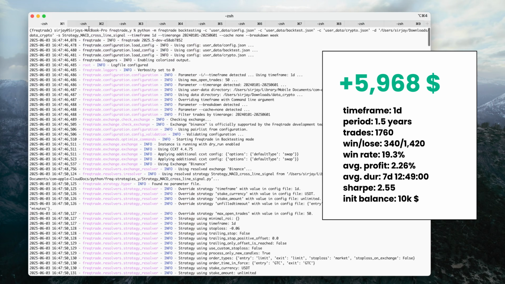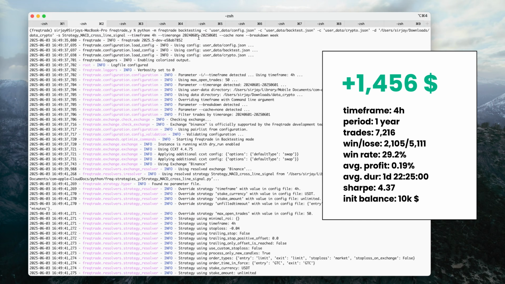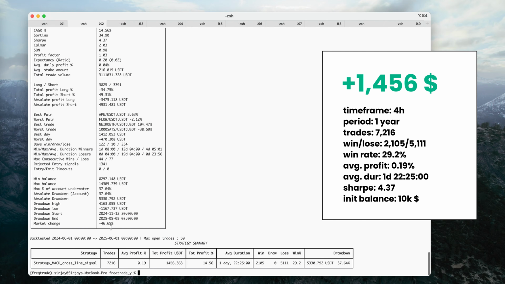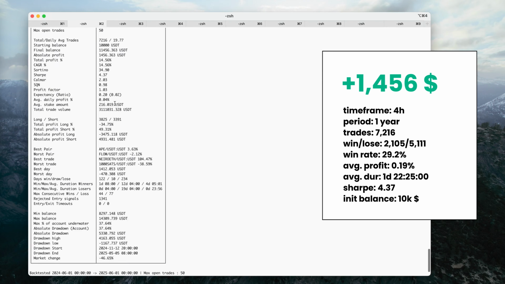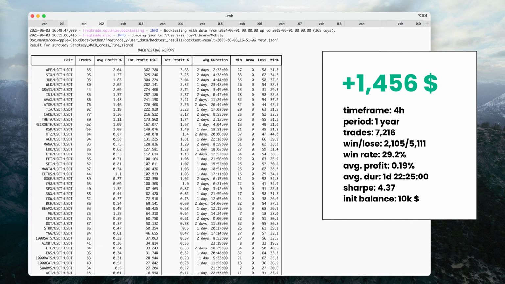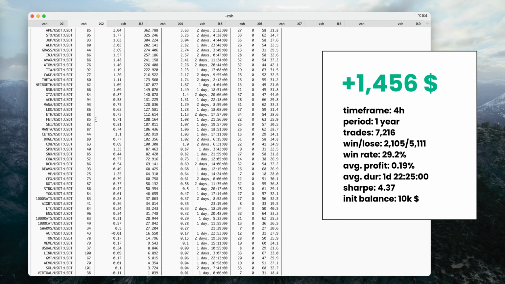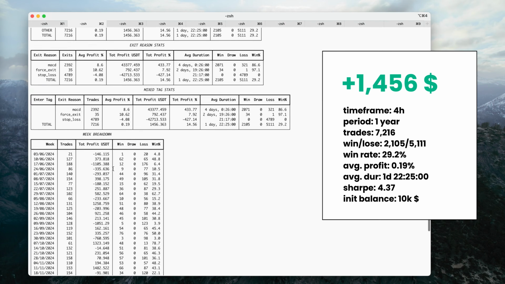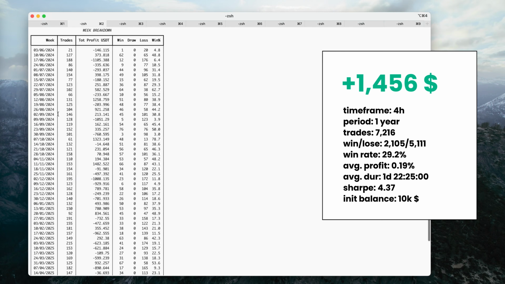Well, let's move forward. The next time frame is 4 hours for the last 1.5 years. With 4 hours we got 1,400 profit. This is total trades, everything the same, you can see. Here is a very interesting fact: the short is more profitable than the long for 4 hours. Very weird. Sharpe. Here we can see also the same report, but other assets are more profitable. Here are the worst, and the week breakdown also.